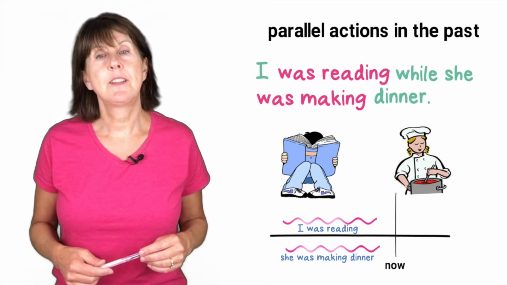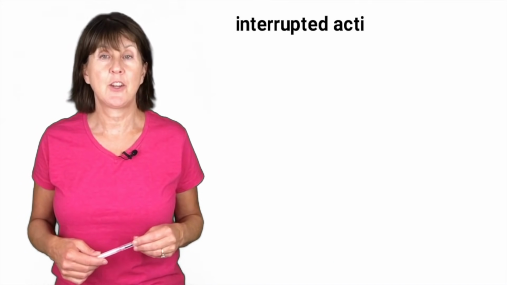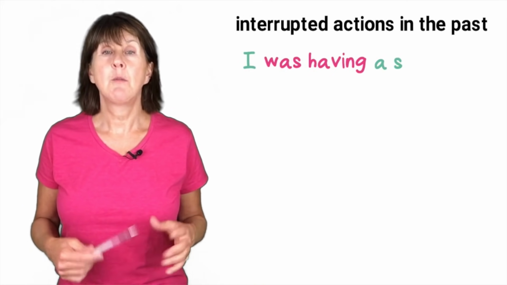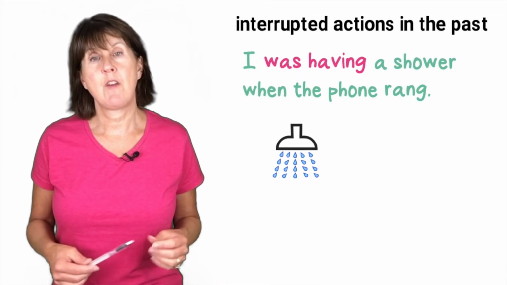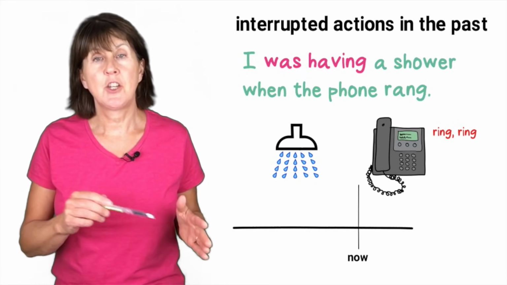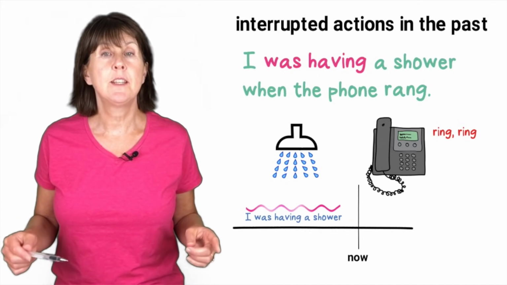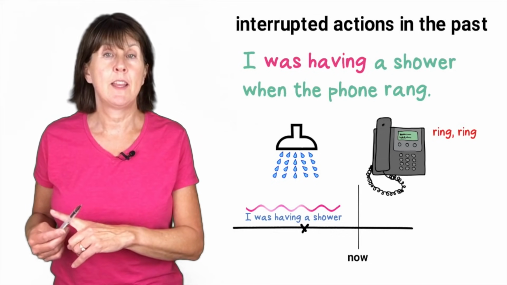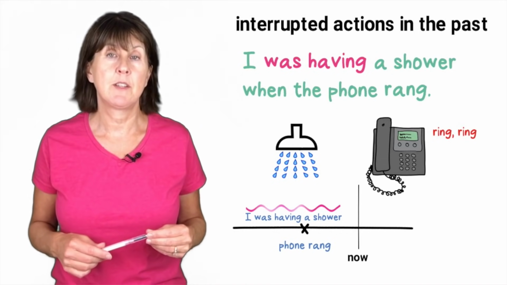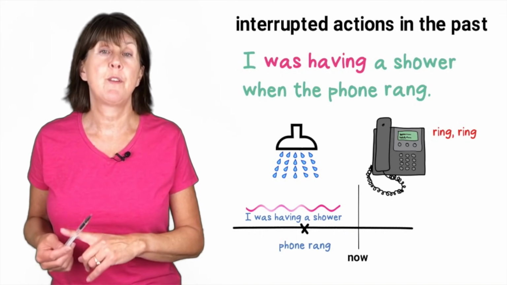The past continuous is also used for interrupted actions in the past. So here the example is, I was having a shower when the phone rang. So here you can see from the timeline again, I was having a shower over a period of time and it's interrupted by the phone ringing. So it's an interrupted action. So here we use the past continuous for the continuing action, having the shower, and the past simple for the phone ringing.